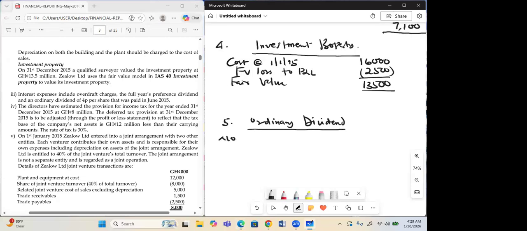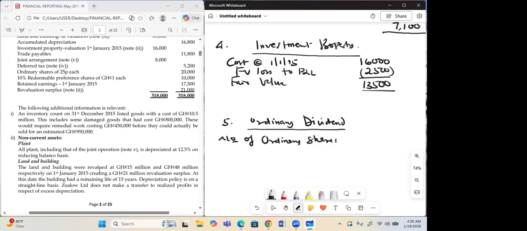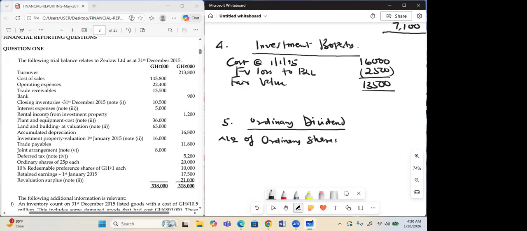So first of all, let's calculate the number of ordinary shares. Read through the question. What is the number of ordinary shares given in the question? It's 25 pesos per share. Where are we seeing it? Under the deferred ordinary shares of 25 pesos, it is 20,000. So the capital is 20,000.